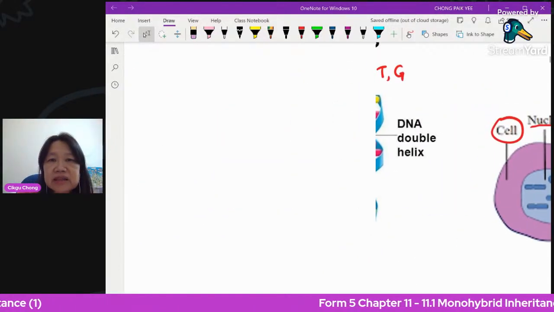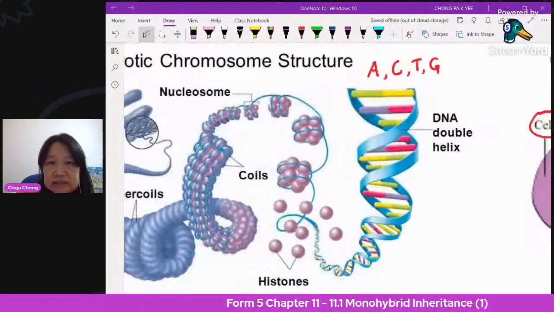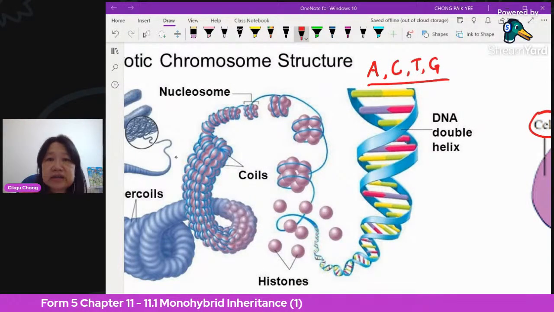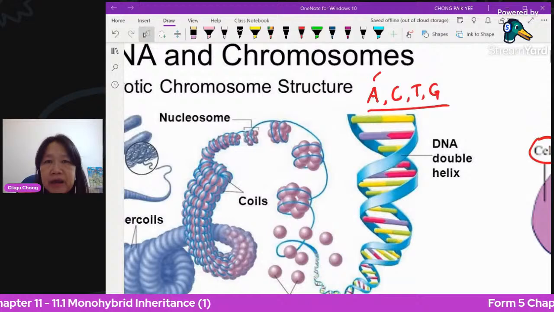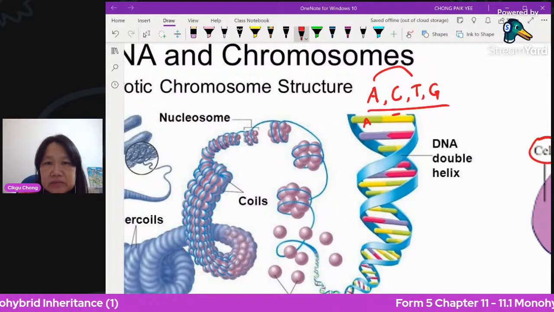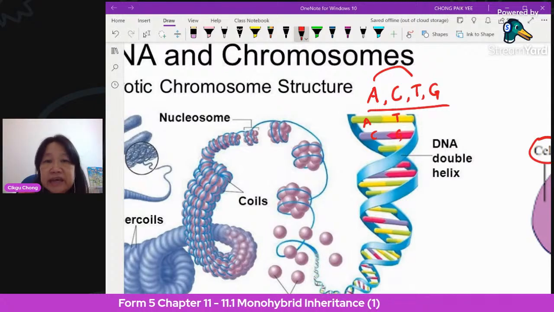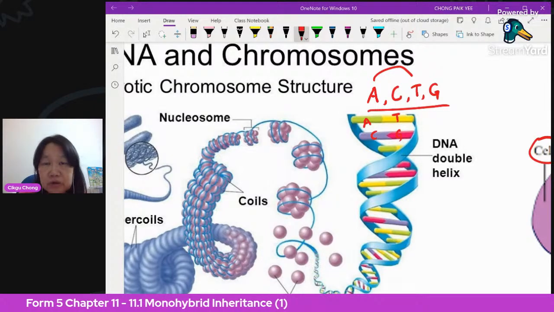You see all this? This is your DNA double helix. Your A, C, T and G nitrogenous bases are here. Remember, your A always pairs up with a T, so if this is A, this one must be T. And C always pairs up with G. So C and G, A and T. This one you revise a little bit on your own.